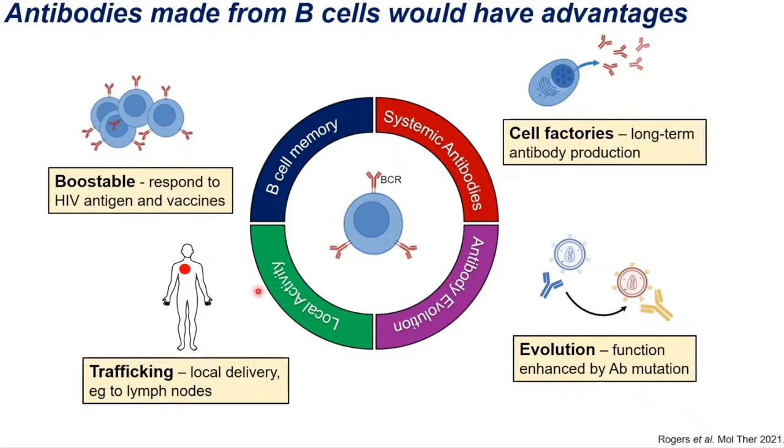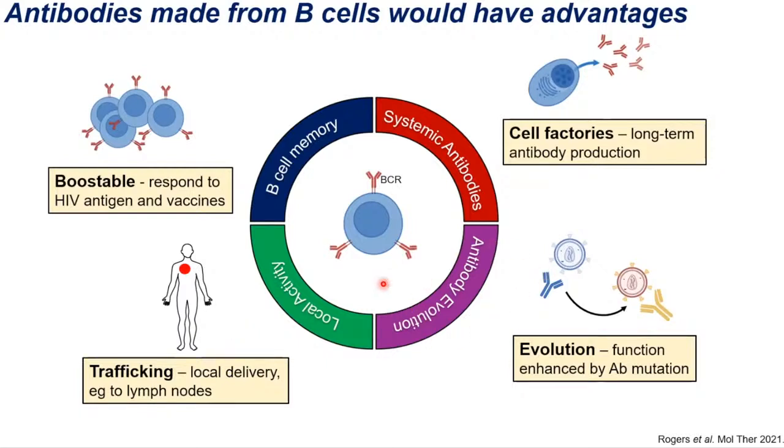Let's go down here to the bottom left. Another thing that we're starting to understand about B cells is they're not just swimming around in the blood. They traffic to specific areas in the body and especially to lymph nodes. So we can think about ways that our B cells may be able to go to places where HIV infection is concentrated and deliver the antibodies specifically there. It's great to have them swimming around in your blood as well, but that targeted local delivery might be cool.